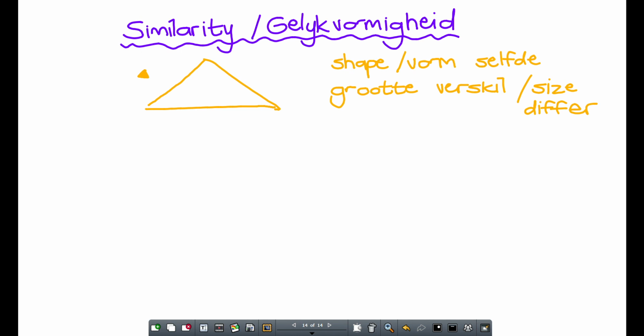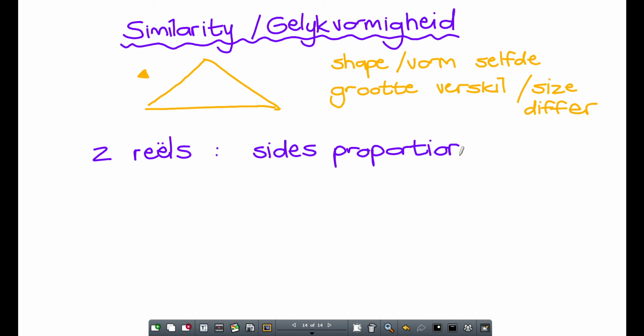So that is going to be my first rule. Daar's 2 reëls. The first one would be sides proportional. En jy mag, die Engelse mense, you may write just sides prop. You don't have to write out the whole word, nee? Afrikaanse mense, sye eweredig.